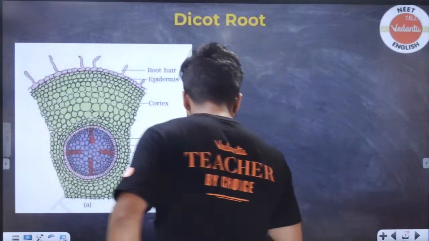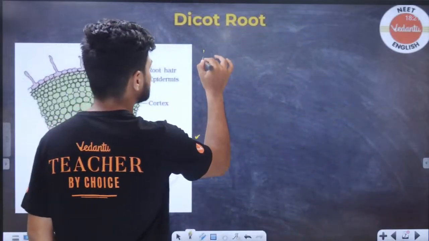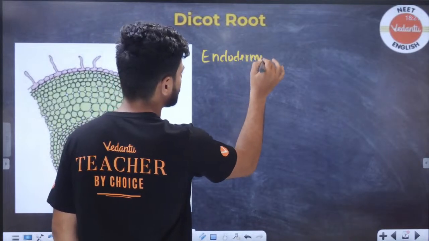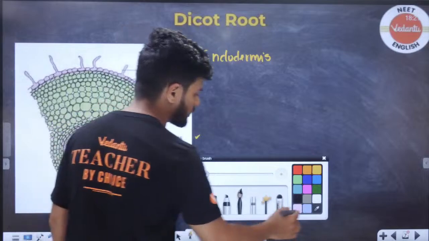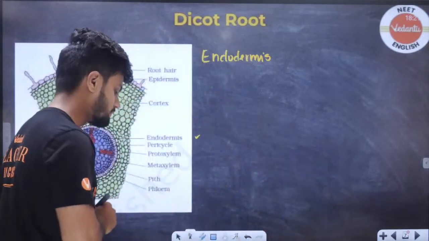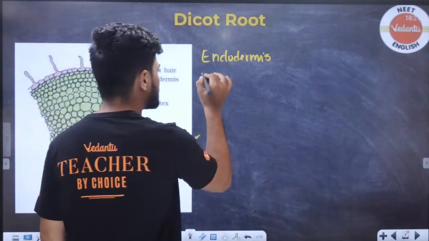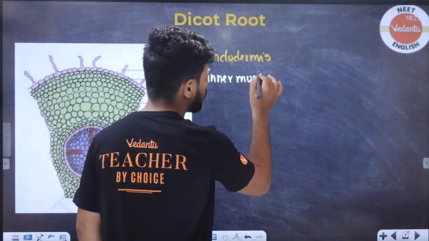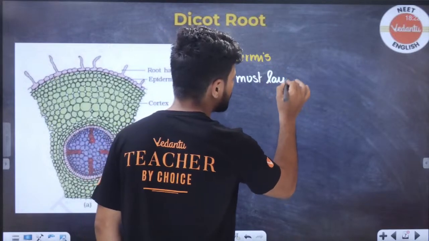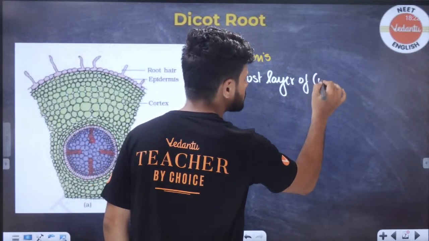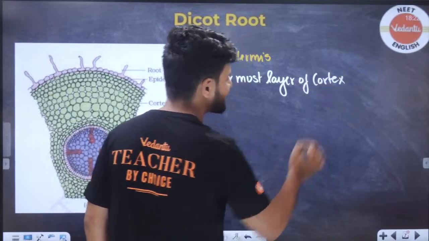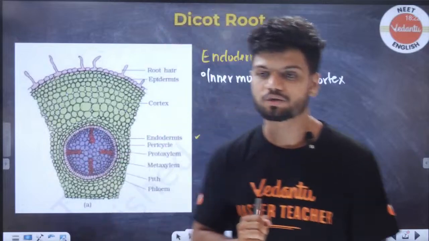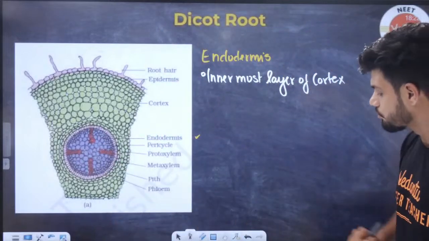Yes or no? So then we have the endodermis. Endodermis is the innermost layer. So first of all, you should understand it is the innermost layer of the cortex. Innermost layer of the cortex, that is your endodermis.